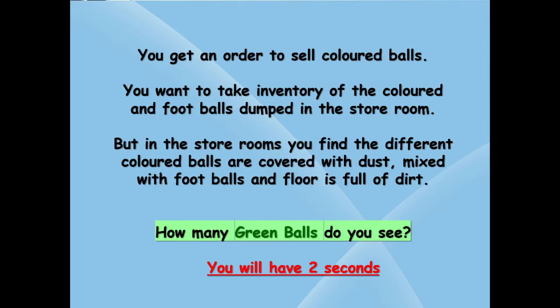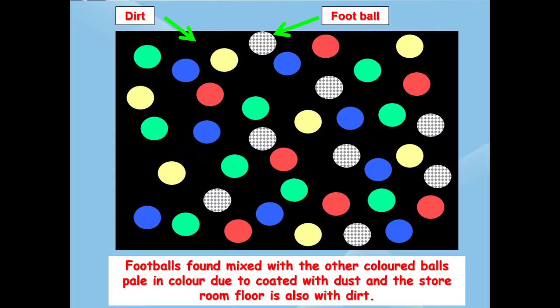Let's assume you get an order to sell colored balls. Before manufacturing the balls, you want to take inventory of the colored balls first in the storeroom. You are given only 2 seconds to find out the number of green balls in the storeroom. But in the storeroom, you find all the colored balls and footballs are all in mixed condition by mistake. Can you assess the number of green balls within 2 seconds? It's not possible. Then what to do?